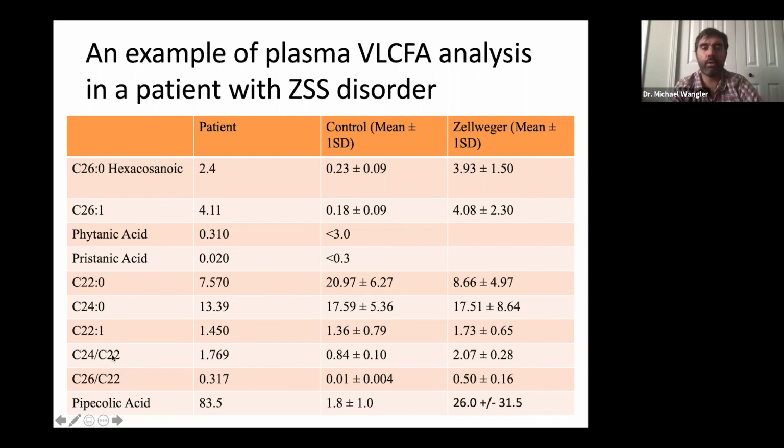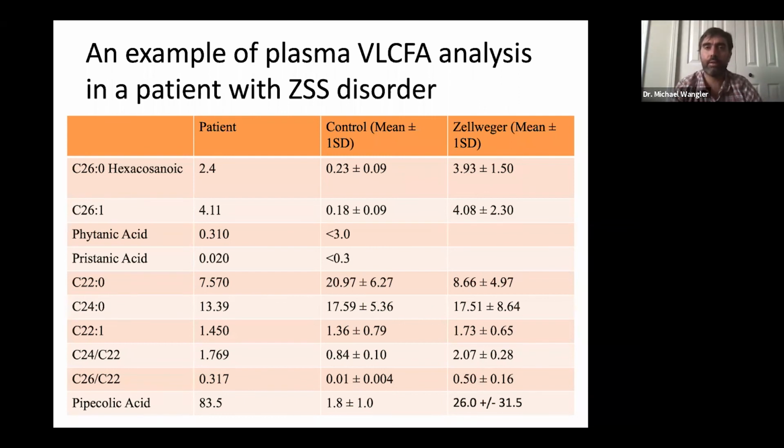So the C24 to C22, the C26 to C22, those are really strong markers of a peroxisomal problem. The reason is that the C26, as I mentioned, needs the peroxisome to break it down, but the C22 should be able to break down on its own through another pathway. So if a patient has a problem in their peroxisomes, that C26 to C22 ratio is going to go very high. In a normal individual, that ratio is about 0.01, a very tiny amount of C26 compared to C22. But in individuals with these disorders, you see a pretty big elevation.